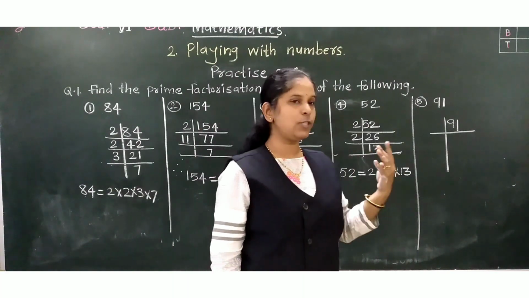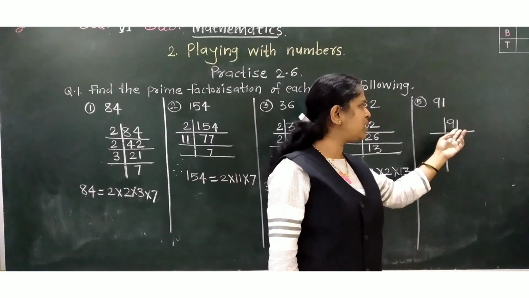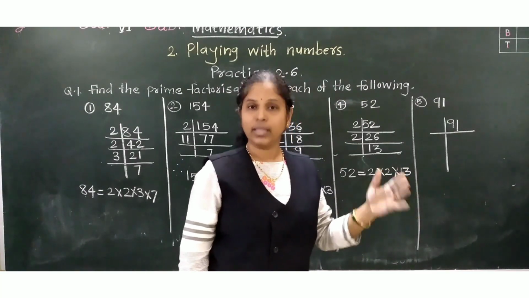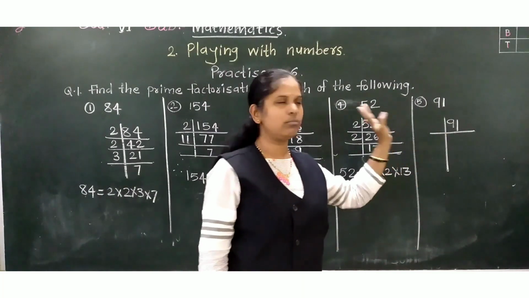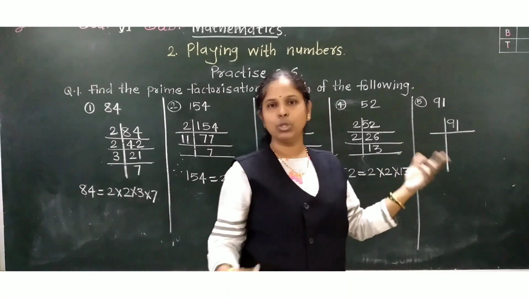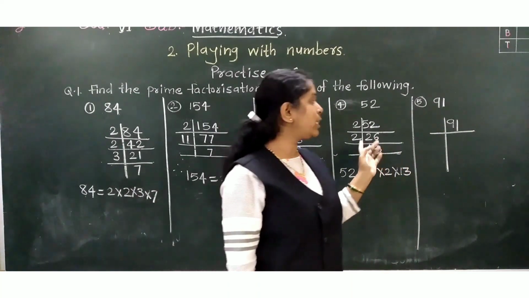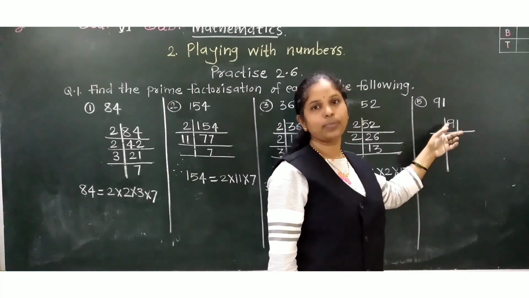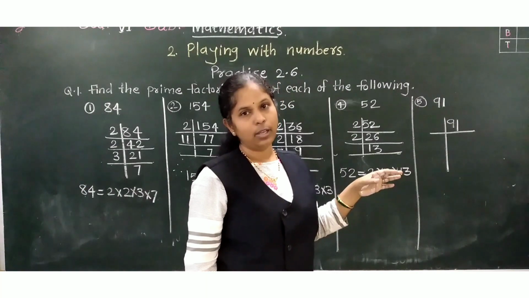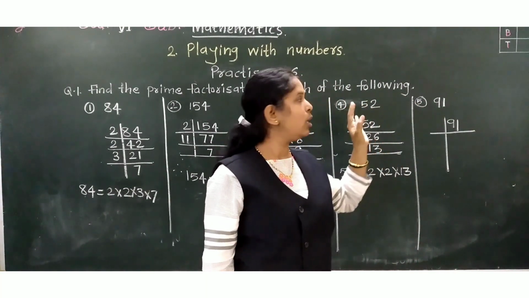Now, what is the test for 4? The last 2 digits, if they are divisible by 4, then the given number is divisible. But here, no, we cannot divide it by 4 also. 5, no. For 5, only 0 and 5 at the units place, it's not there. No. What is the test for 6? See, if you check, you cannot divide it by 6 also.